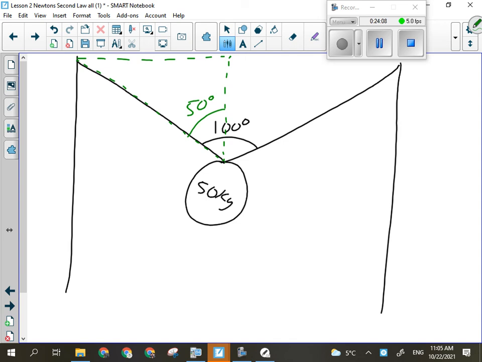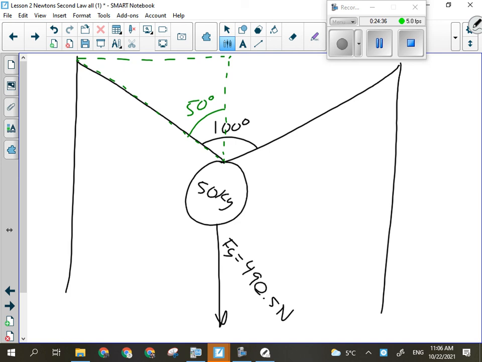They also recognize that there's a force of gravity pulling down on this 50 kilogram mass of 490.5 newtons, which is also, here's where people messed up. How much of this force is each cable holding? Half.